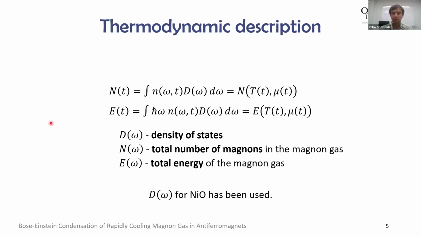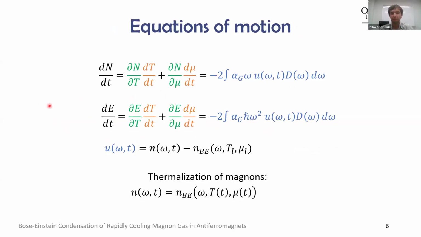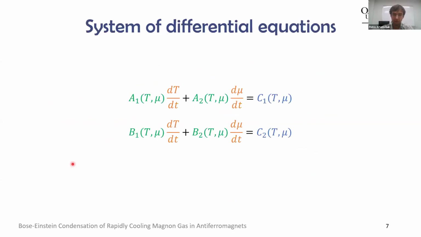And then we describe this whole system in a thermodynamic way. Basically, we consider the total number of magnons in the magnon gas and the total energy of the magnon gas. And here we consider also the density of states. For example, we consider the density of states of nickel oxide as an antiferromagnet. And then we can write down equations of motion that describe the change of the total number of magnons and the total energy of the magnon gas with time. If we simplify the way it looks, it's actually a simple system of differential equations.